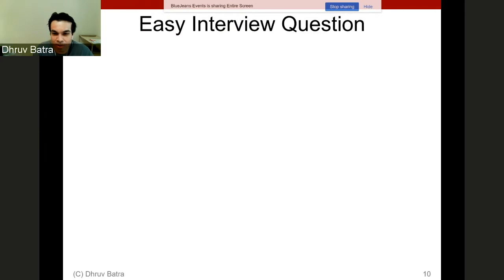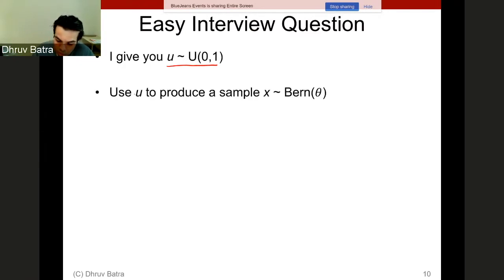There's a coding interview, and they bring you in and tell you, here's a programming question. I give you a sampler from a uniform random variable, meaning a random variable between 0 and 1 with uniform density function. What you have to do is use this uniform random variable sampler to produce a sampler from a Bernoulli distribution with a particular parameter.